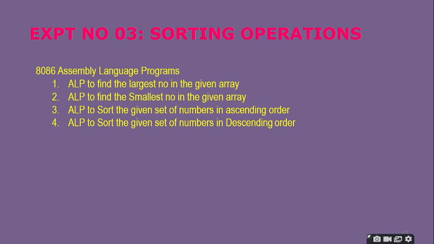So, in this experiment, we are going to deal with four programs. One is the ALP to find the largest number, the second one is the ALP to find the smallest number in the given array, the third one is the ALP to sort the given set of numbers in ascending order, then the ALP to sort the given set of numbers in descending order.